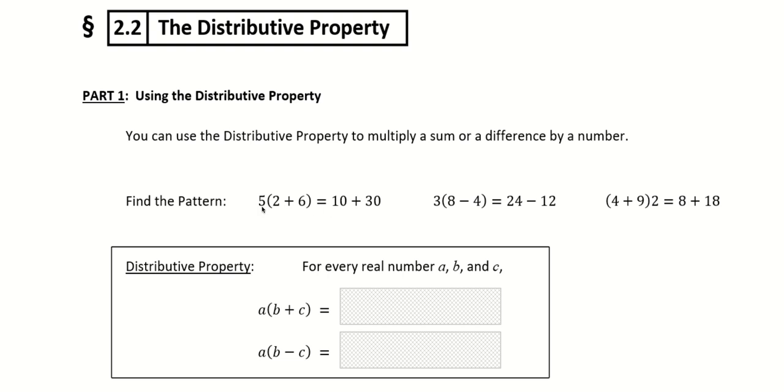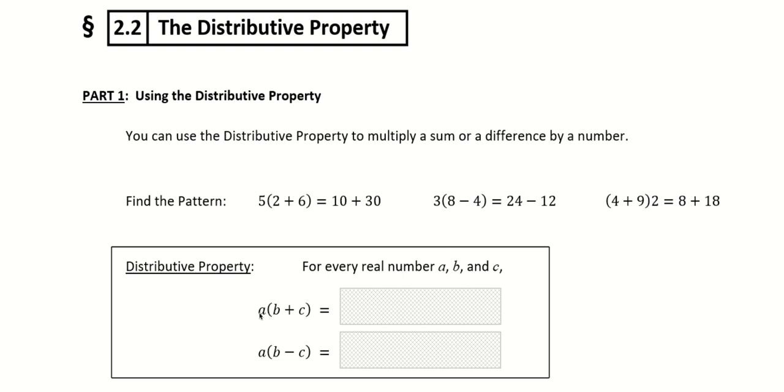So finding the pattern, if you have 5 times this sum of 2 plus 6, you could potentially rewrite it as 10 plus 30. Here, instead of doing that subtraction to do 3 times this difference, you could potentially rewrite it as 24 minus 12. And then over here, finding the pattern, it's the distributive property.